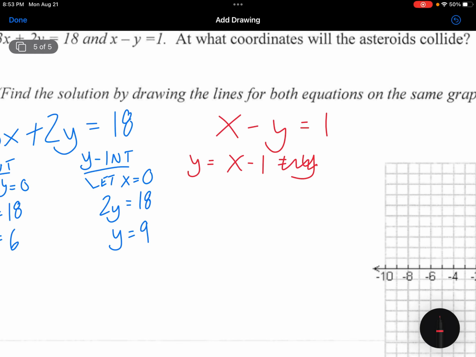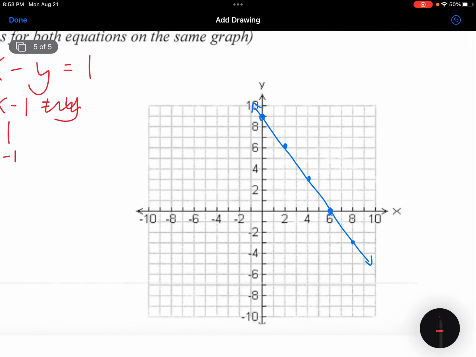So when we look at it this way, we have a slope of 1. We have a y-intercept of negative 1. So we're going to start at negative 1, and we're just going to go up 1 over 1. So that's just a diagonal line going through. And so we find that our point of intersection is going to be (4, 3). We go over 4, up 3.